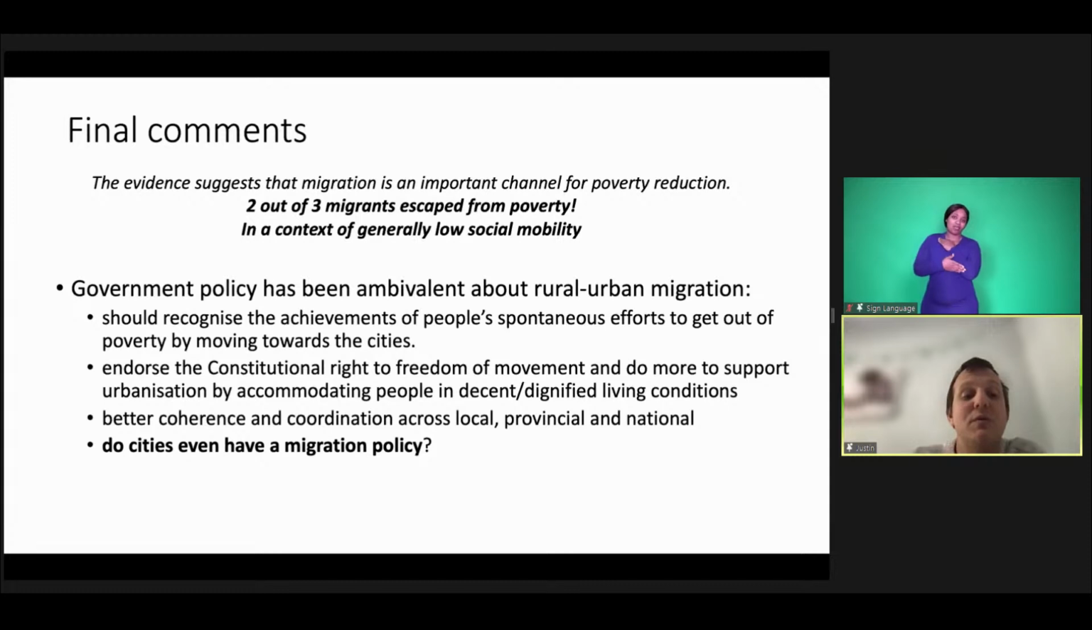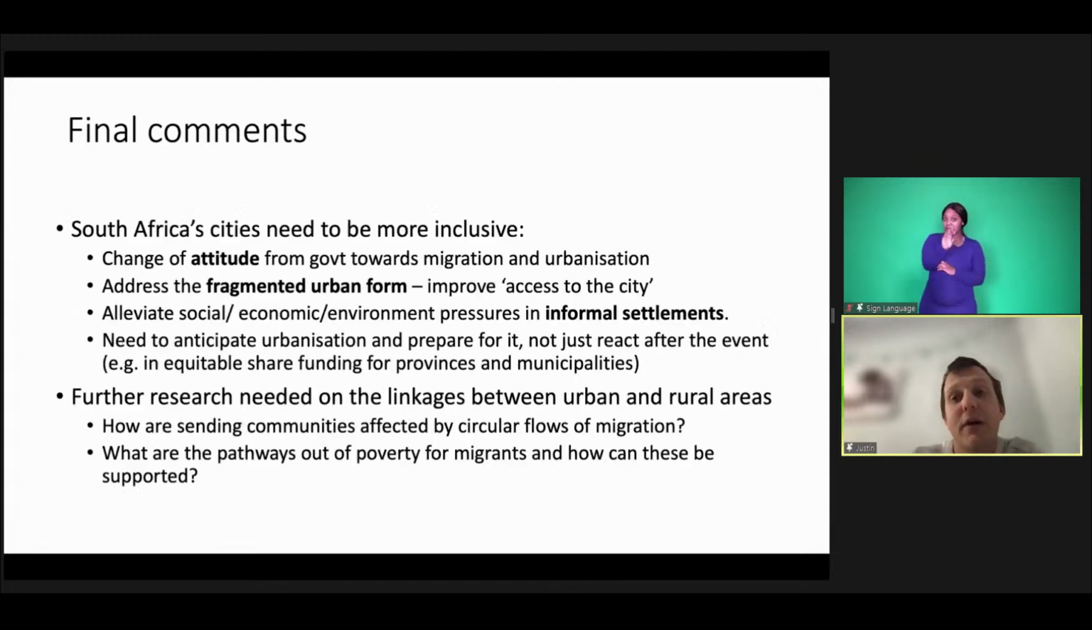And we asked the question, do any metros or cities even have a migration policy? And this is my last slide. So just to conclude, South African cities then need to become more inclusive spaces to support this evidence that we're seeing from the NIDS. This means a change of attitude from government towards migration and urbanization.